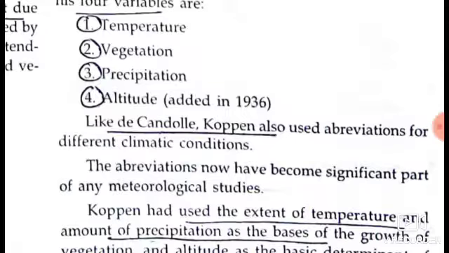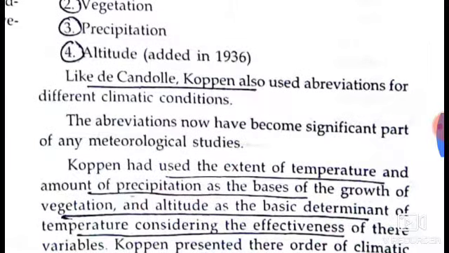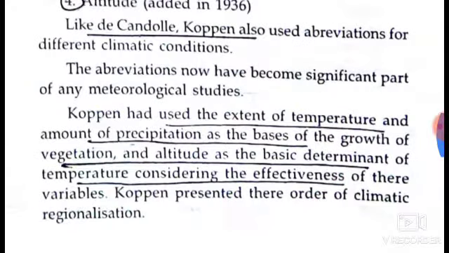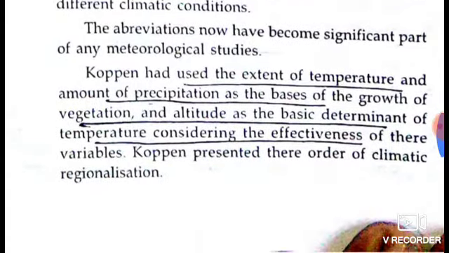And like de Candolle, Köppen also used abbreviations for different climatic conditions. The abbreviations have now become a significant part of any meteorological studies. Köppen had used the extent of temperature and amount of precipitation as the basis of the growth of vegetation, and altitude as the basic determinant of temperature, considering the effectiveness of these variables.